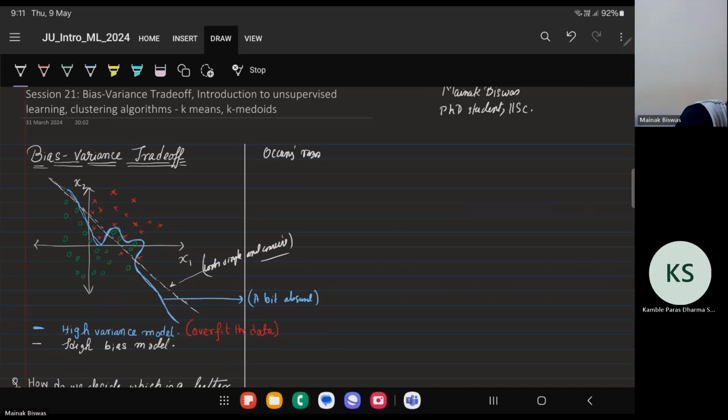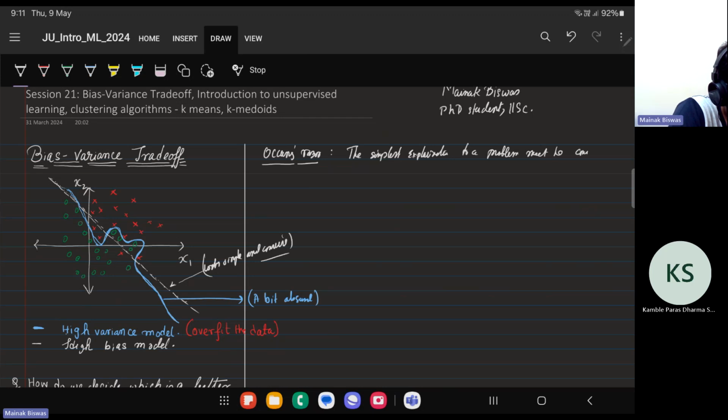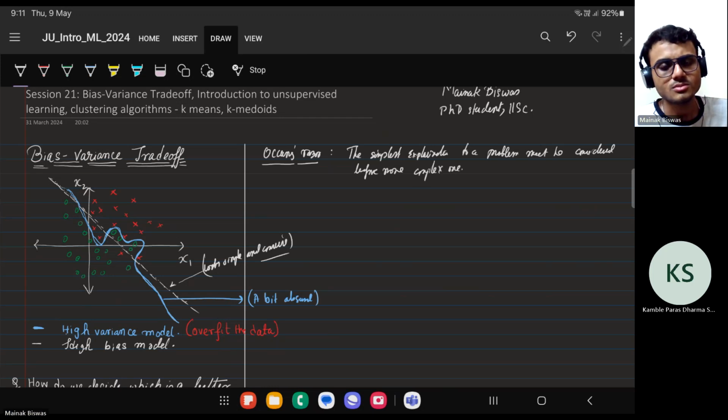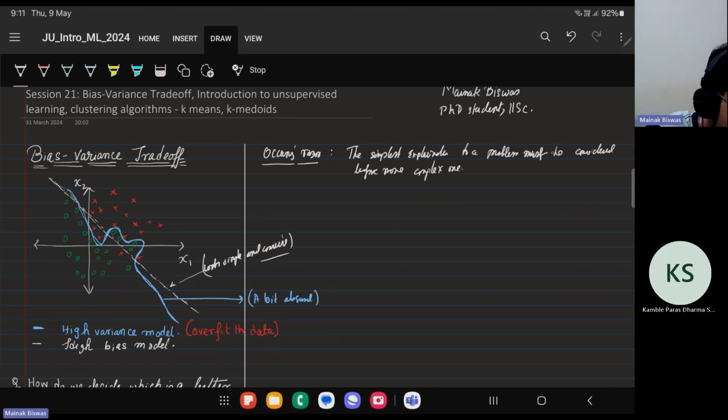Occam's razor. Some 5,000 years back, Occam said the simplest explanation to a problem must be considered before more complex ones, right? You must not go for complicated solutions first. First, try to consider the simplest one.